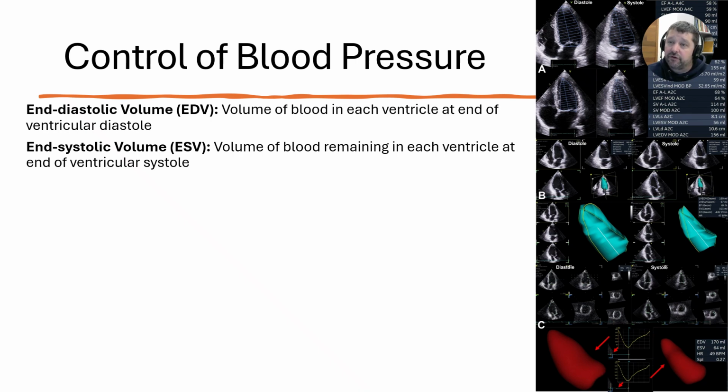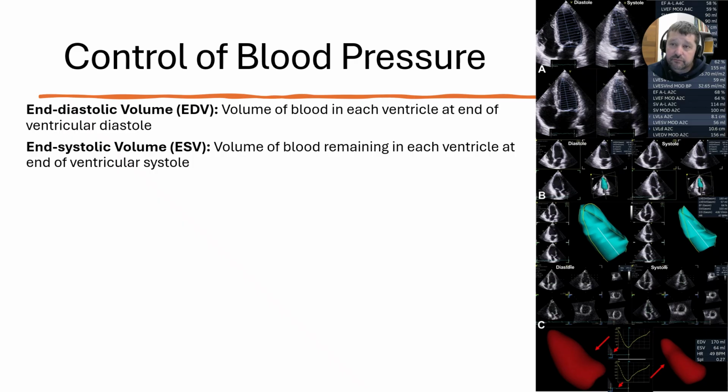If the individual has a heart condition or believes they have a heart condition, then an echo is normally done, and both these values are calculated. The end diastolic volume, so how much blood is left in the ventricle at the end of diastole, okay? And the end systolic volume, okay? And that's the amount of blood that remains in the ventricle after the end of systole.